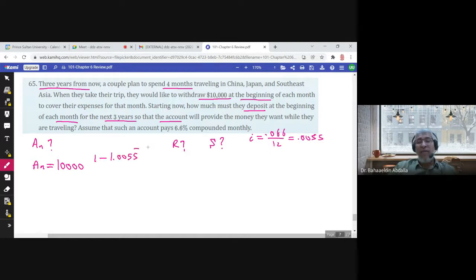So 0.0055, negative. How many months? 4 months. They need it only for 4 months, the trip. So 1 minus 1 plus I to the power negative n over I. And this is an annuity due, at the beginning. They need it at the beginning of each month. So times 1.0055. And if you put this in the calculator, you get $39,673. So this is the amount they need after 3 years.